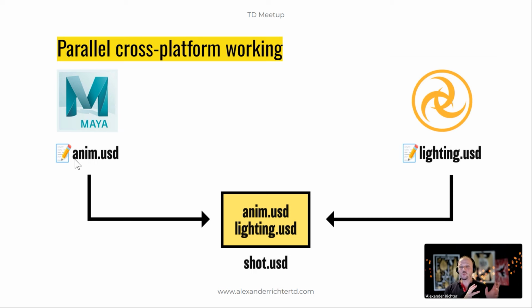For example, let's say we animate our scene in Maya and we light the scene in Katana, but we build it together as a shot independent from the software. So we can use different software, create different layers in different departments and put them together in one scene, in one shot, and use that. And they will still work because, as we learned, it's Universal Scene Description. So it doesn't really matter which software opens it, as long as it provides the USD connection, we can open it and use it in there. And that also applies to the renderers, basically.